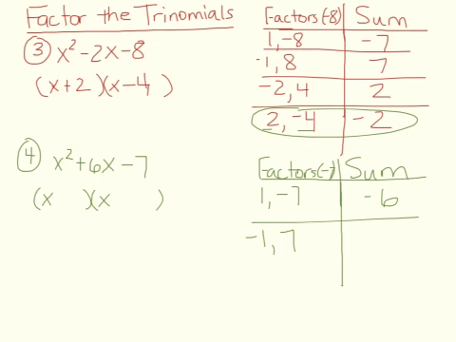If I multiply those together, I still get negative 7, but that sum is positive 6, which is what I want. I want my sum to be that middle term, positive 6. So this is the correct factorization. So I'm going to have x minus 1 and x plus 7. And again, you can always go ahead and distribute and check to make sure it equals what you started with.